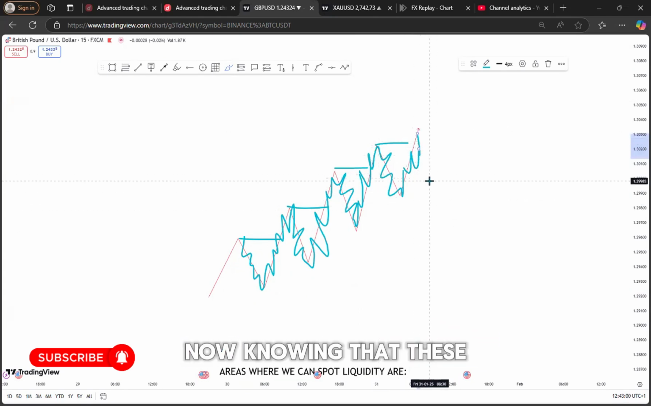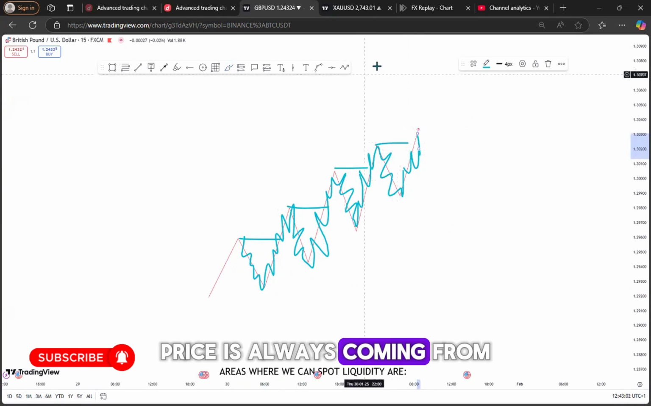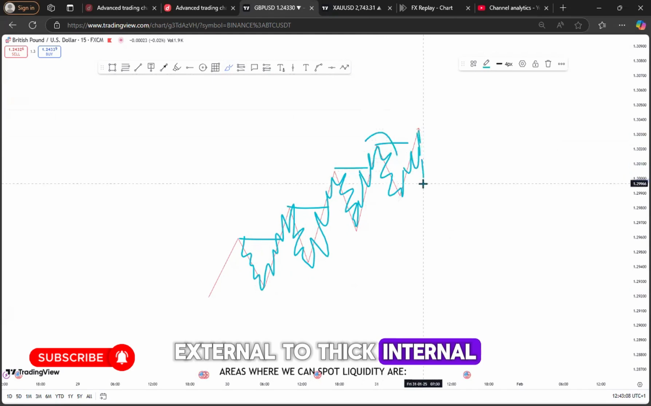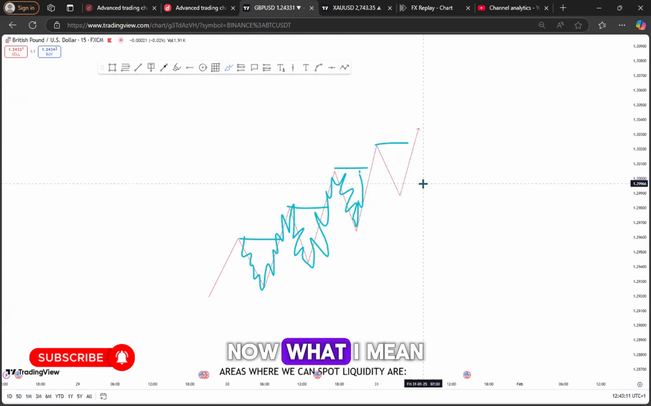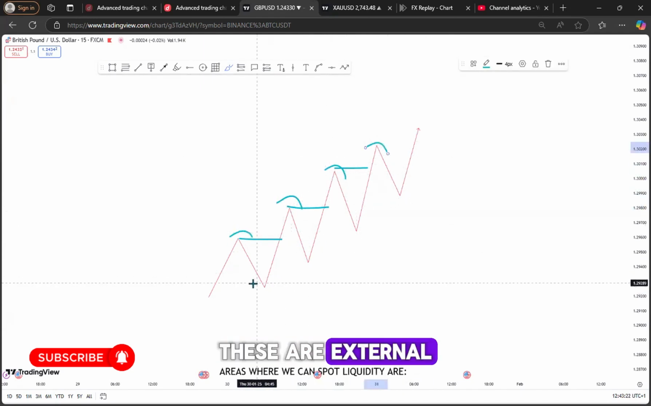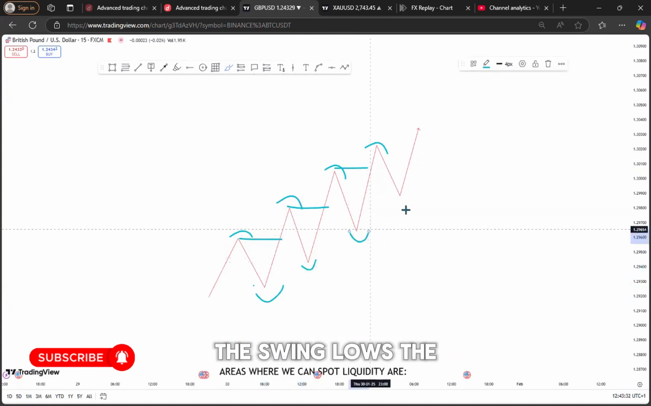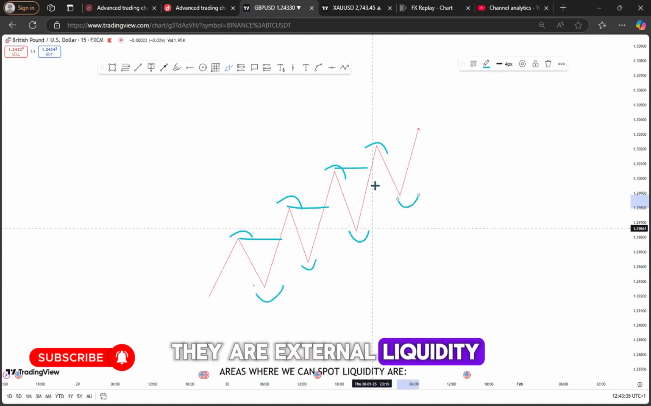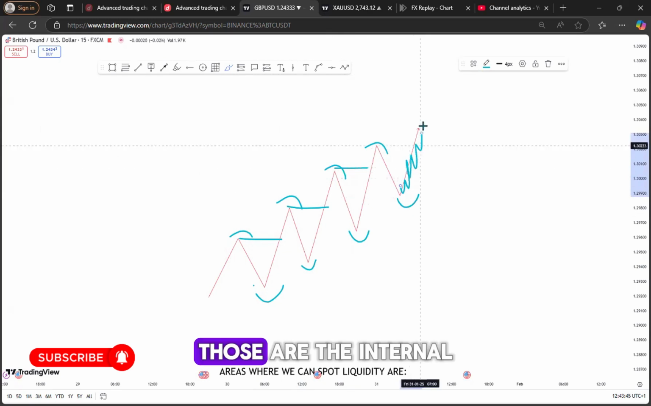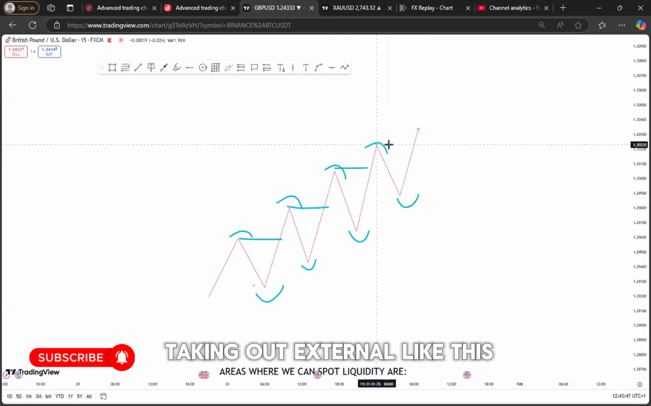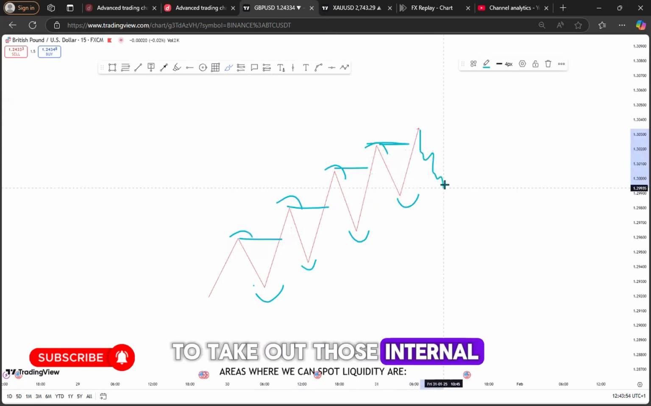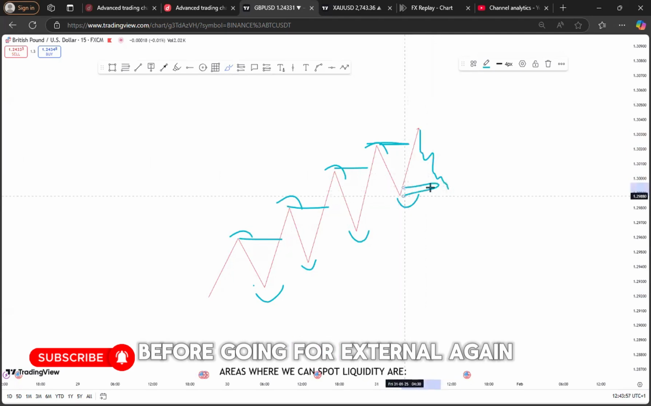Now, knowing that these are the internal range, price is always coming from external to take internal. What I mean by this is that these are external, these are external, these are external. Even the lows, they are external. The swing lows, the swing highs, they are external range liquidity. You see those minor ranges inside this move, those are the internal. So after price has taken out external like this, price has to trace back down to take out those internal before going for external again.